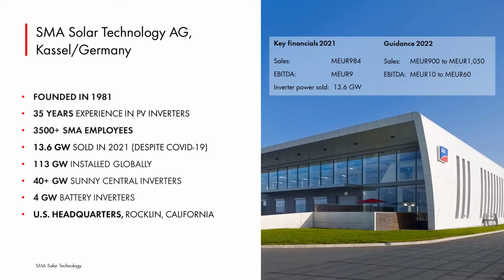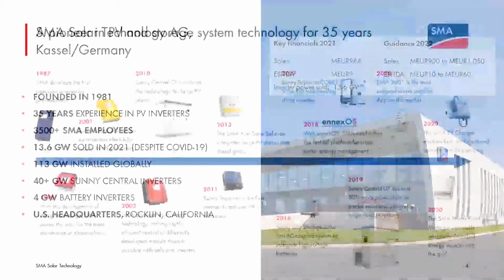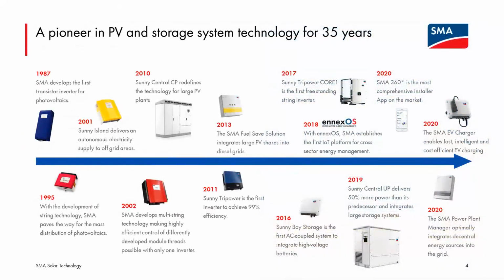With more than 35 years of experience in systems technology for PV applications, over 3,500 colleagues worldwide, 113 gigawatt of installed inverters, of which more than 40 gigawatt are Sunny Central type inverters for utility scale projects, SMA is a strong partner for projects. As mentioned before, the headquarters is located in Kassel, Germany, but we do have many subsidiaries all over the world. The history of SMA goes way back to the year 1981.